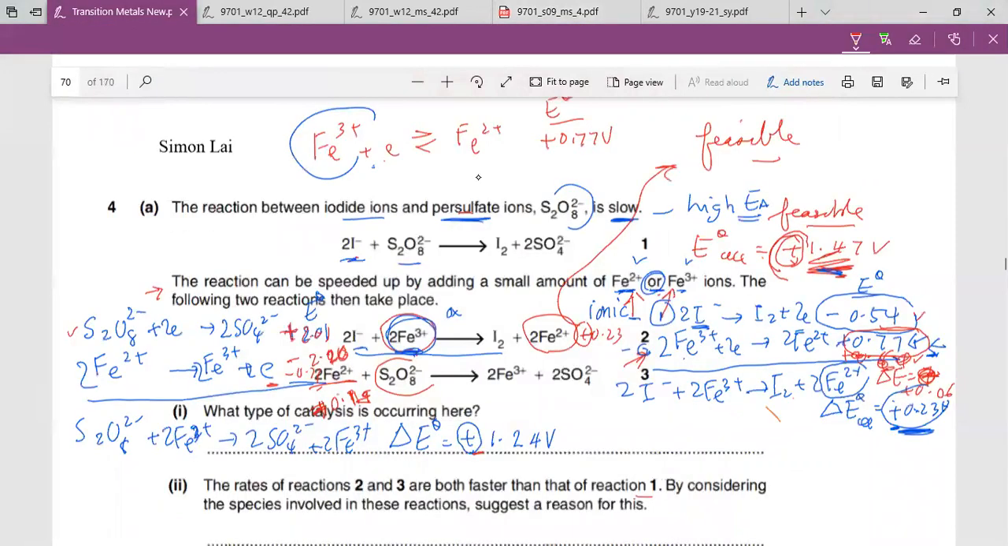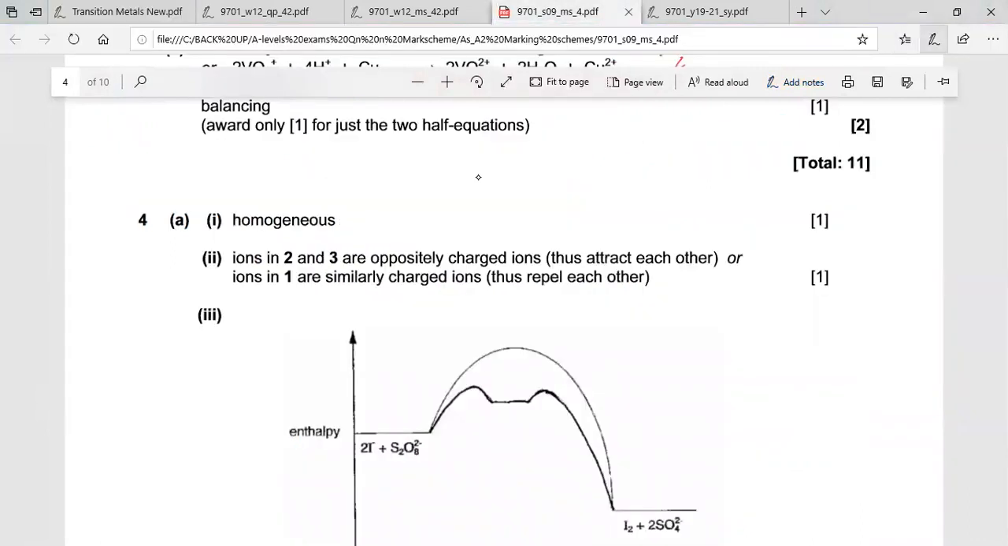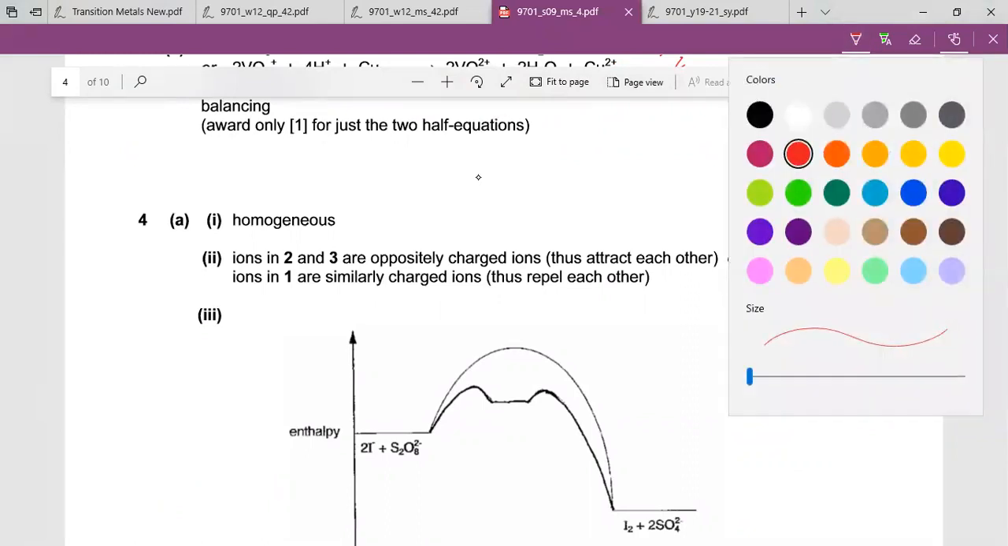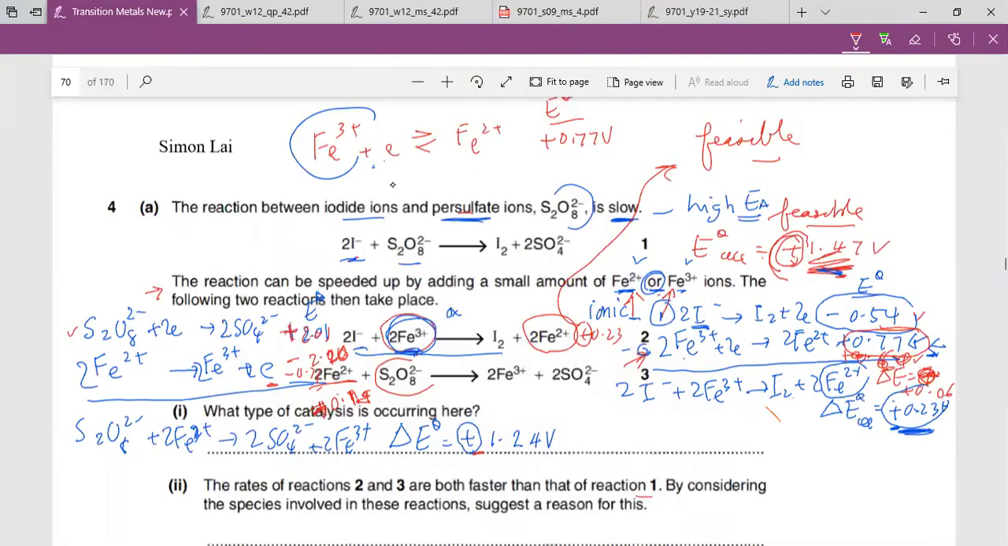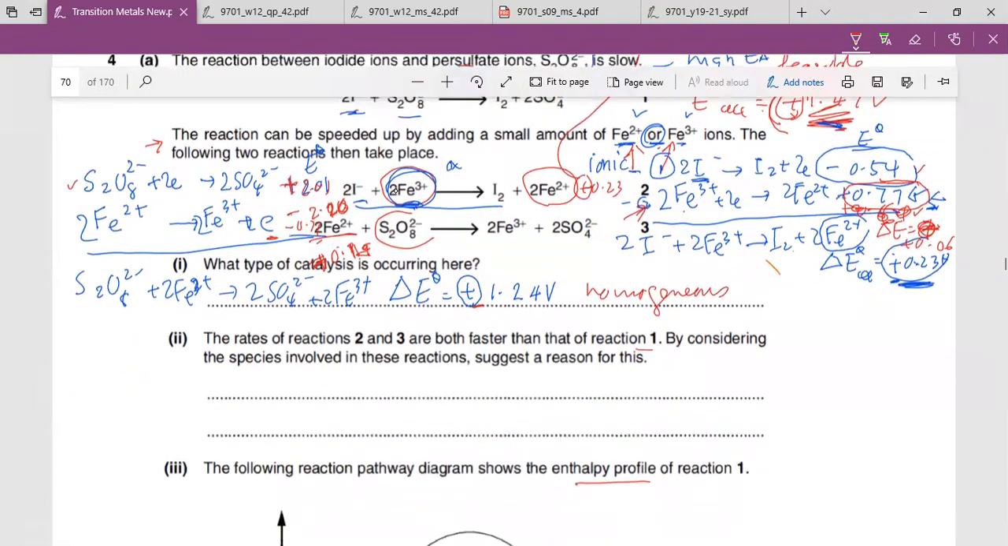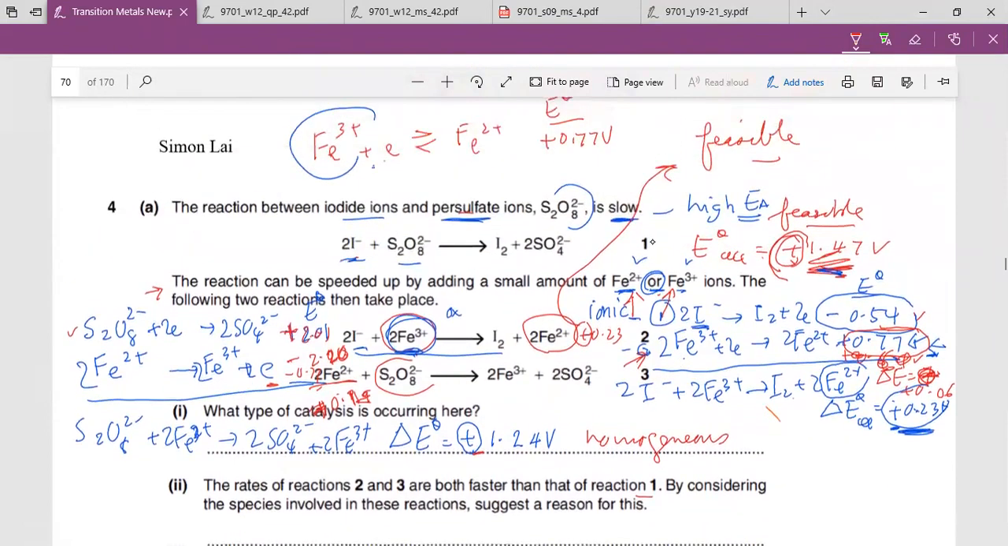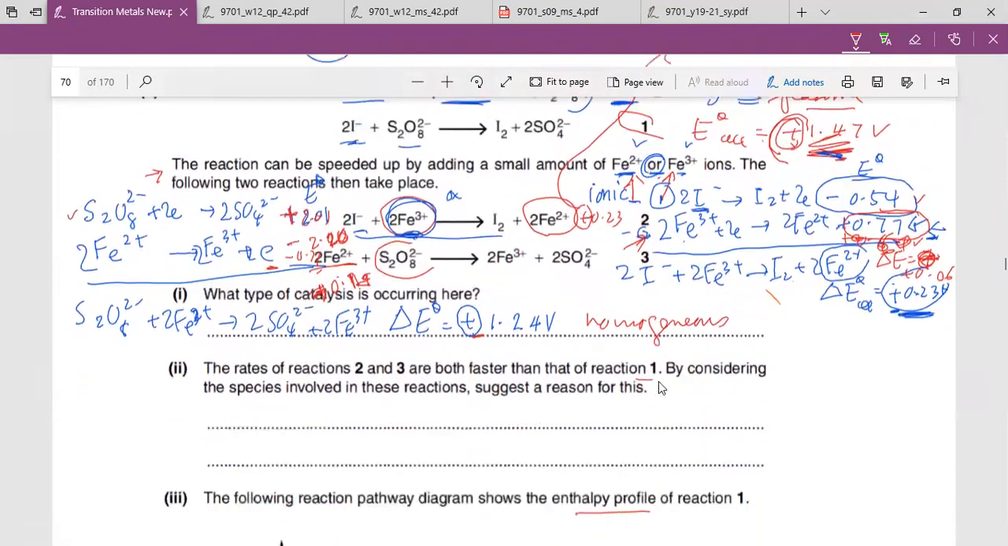Sorry, it's on here. I've put some marking. Red, homogeneous. That's number one. What type of catalysis occurs? Homogeneous. Rates 2 and 3 are faster than equation 1. Now this is equation 1, right? Why is it faster than this?